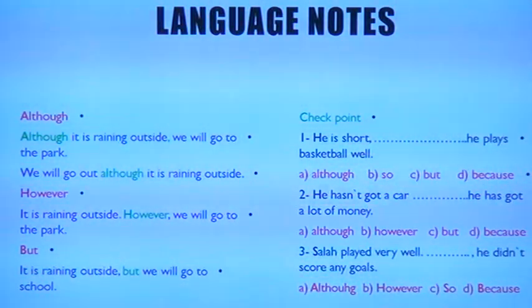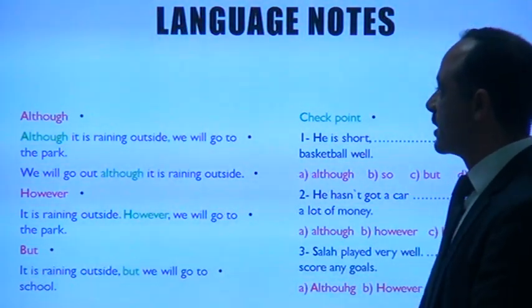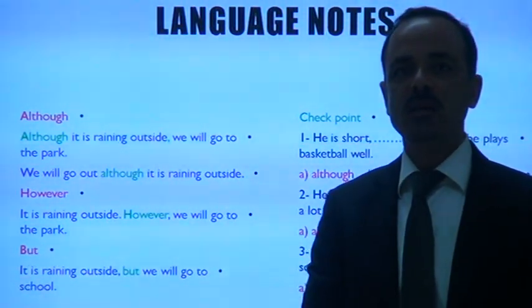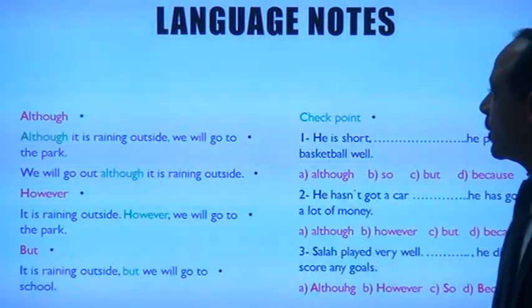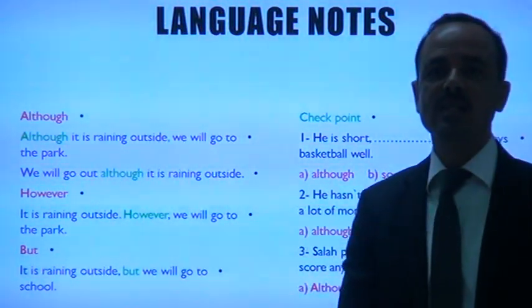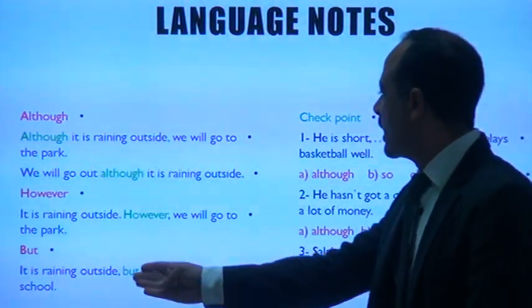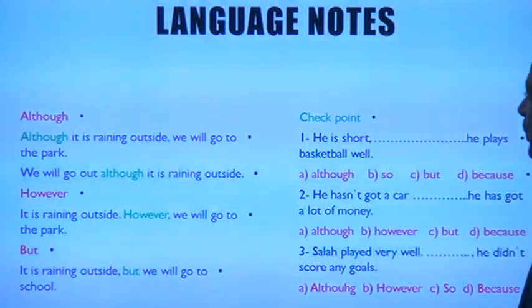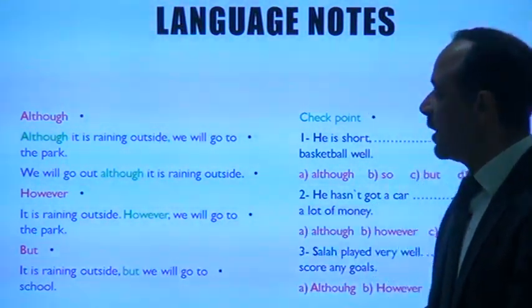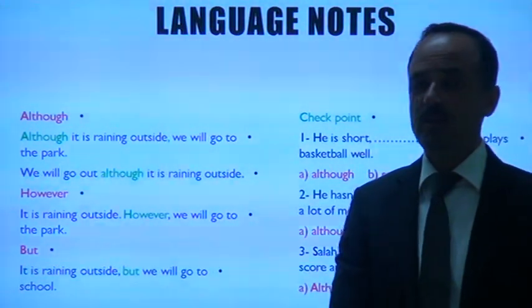Although it's raining outside, we will go to the park. It's raining outside. However, we will go to the park. But has the same meaning as however. It's raining outside, but we will go to school. For example, it's raining outside, but we will go to school. So you can use but or however in the middle of the sentence.